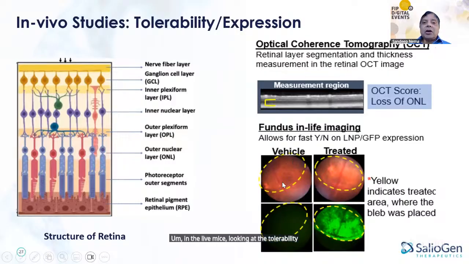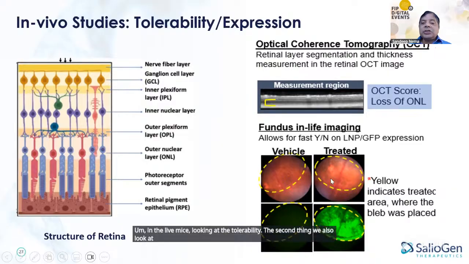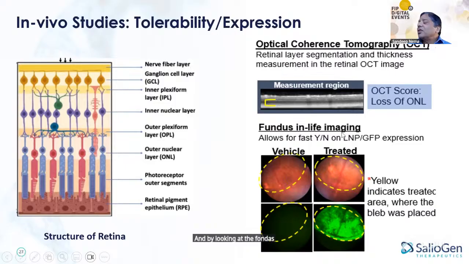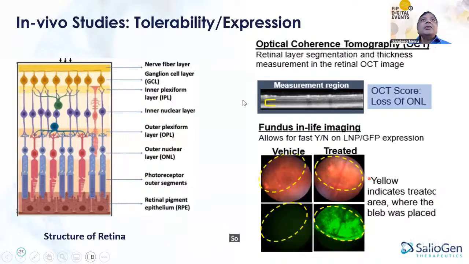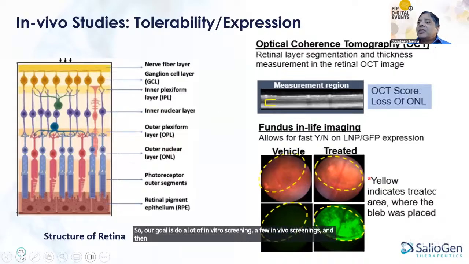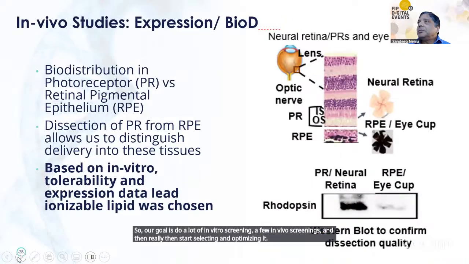The second thing we also look at is the expression of the protein by looking at the fundus. So this is just, is the green fluorescence present or not, and some sort of a qualitative estimation. So we can quickly determine which of these formulations are still doing good. So our goal is to do a lot of in vitro screening, a few in vivo screening, and then really start selecting and optimizing it.